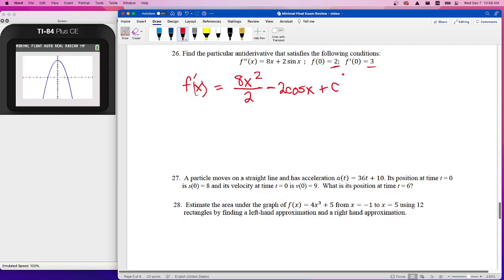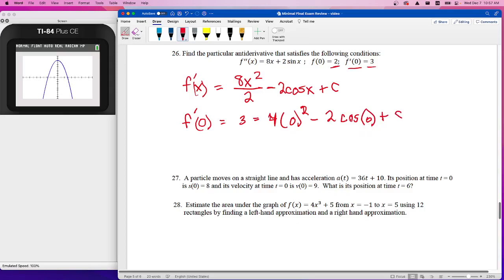The way to figure out what this constant is, we're told that when we plug in 0 for x into the derivative, we get 3. So then what we're going to do as we clean this up, f of 0 is equal to 3. 8 divided by 2 is 4. So 4 times 0 squared. 0 squared, that's good. That's all 0. Minus 2 cosine of 0 plus the constant.